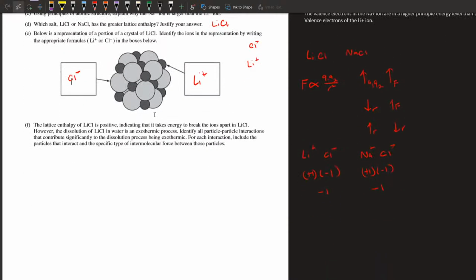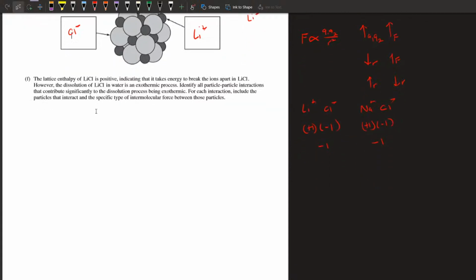All right. So now let's look at F. The lattice enthalpy of LiCl is positive, indicating that it takes energy to break the ions apart in LiCl. However, the dissolution of LiCl in water is an exothermic process. Identify all particle interactions that contribute significantly to the dissolution process being exothermic. For each interaction, include the particles that interact and the specific type of intermolecular forces between those particles.